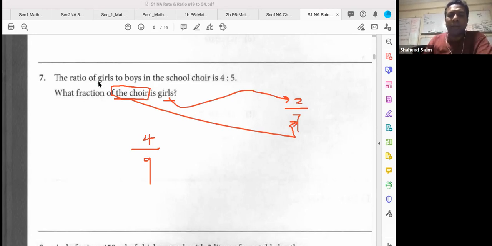Why is this considered a part? Because there are two parts, boys and girls. The whole is the choir. Okay, so ratio is also that. Now it's important for you to know this because you cannot do mathematics without understanding.